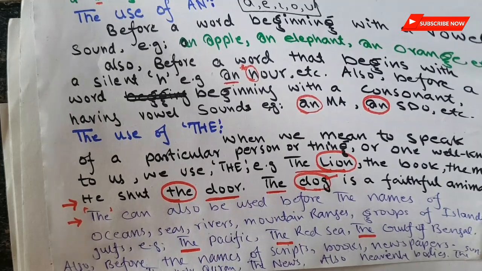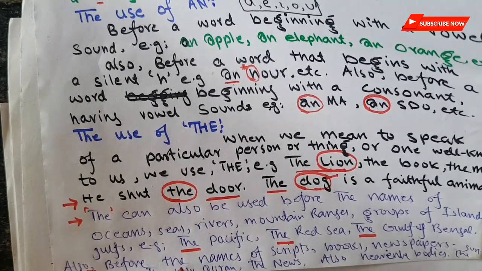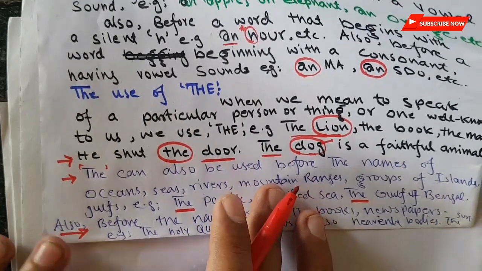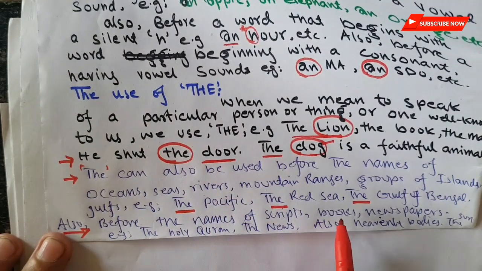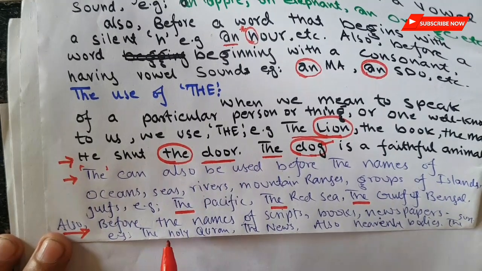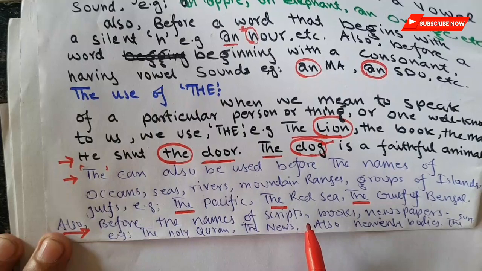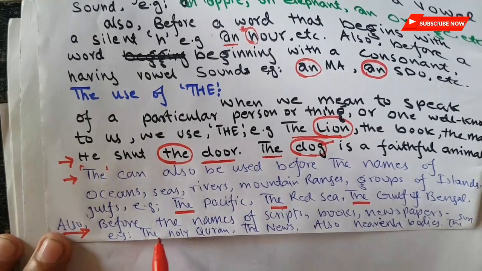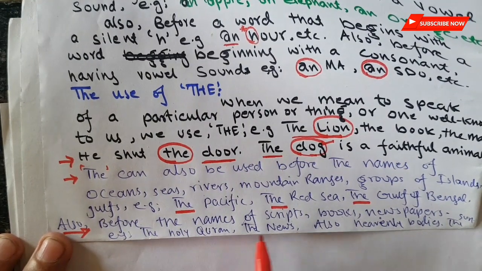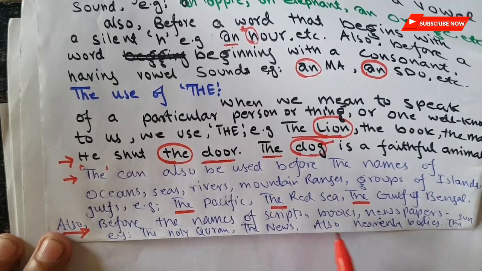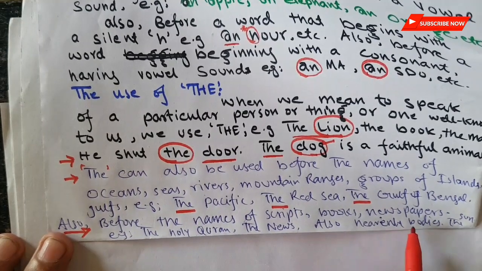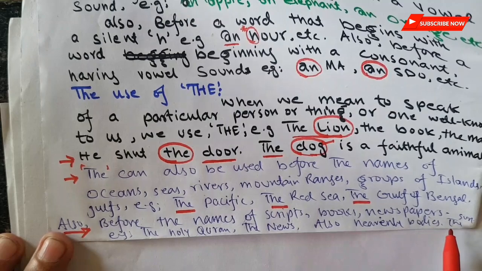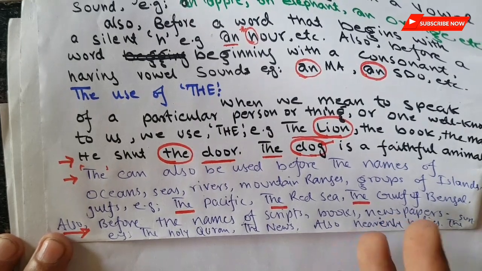THE can also be used before the names of scriptures, books, newspapers. These are very famous and well known. Therefore, we can use the article THE before these words. For example, the Holy Quran, the News. THE can also be used before heavenly bodies. For example, the sun, the moon, etc.